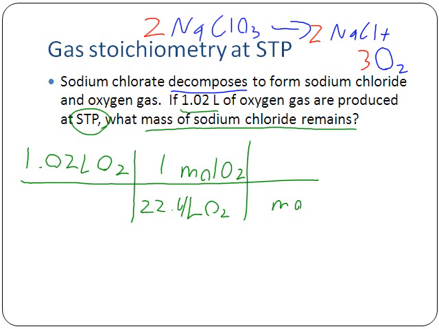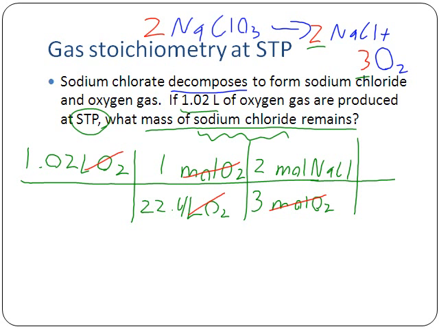Our next step is going to go from moles of what we started with to moles of what we want. In this case right here, what mass of sodium chloride is the question. And so sodium chloride is our NaCl. And so we want to look at the mole ratio between these two. And we see that oxygen gas has a 3 out front of it. So that's its coefficient. Sodium chloride has a 2 out front of it. That's its coefficient. So we have a 2 to 3 mole ratio. And so far we have gone through and we have canceled out liters of oxygen. We've canceled out moles of oxygen. And now we've got to moles of sodium chloride.